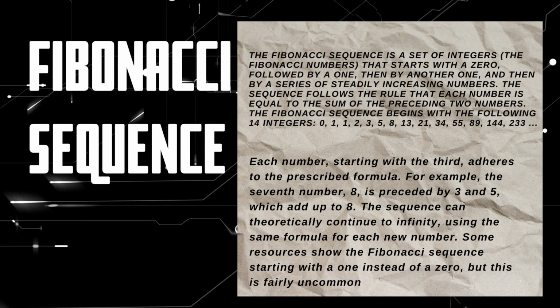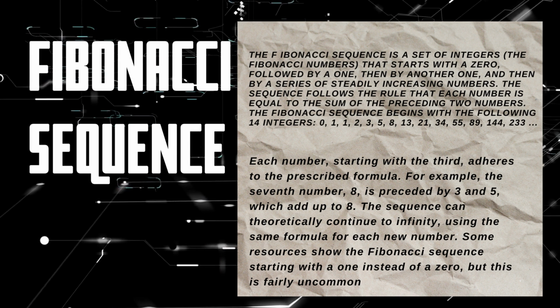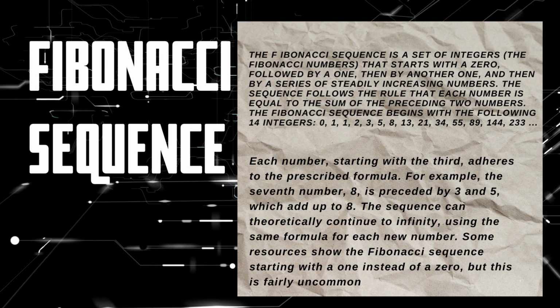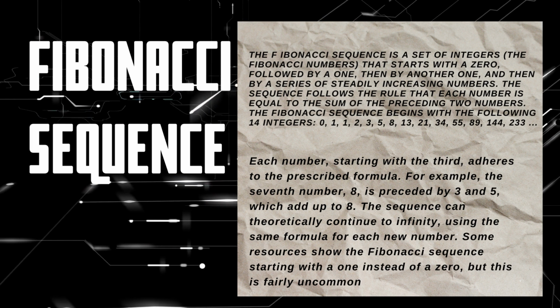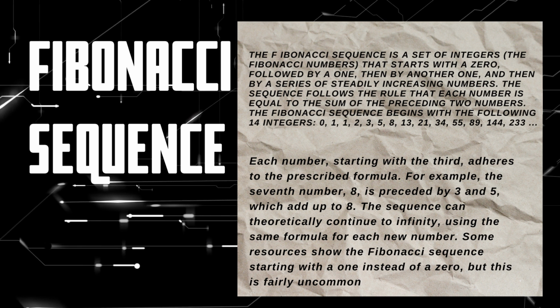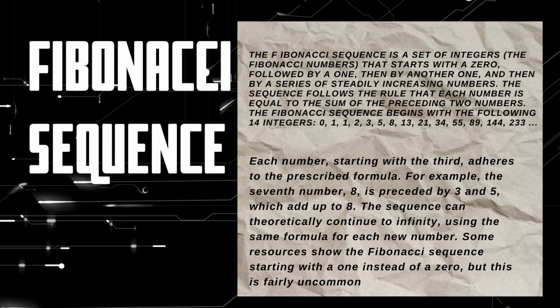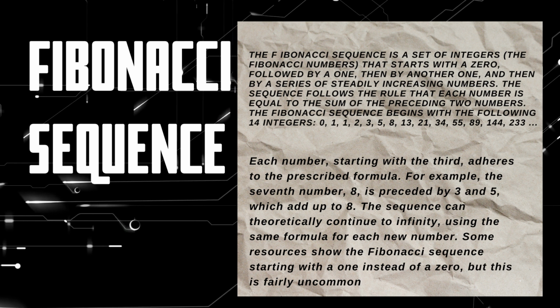The Fibonacci sequence begins with the following 14 integers: 0, 1, 1, 2, 3, 5, 8, 13, 21, 34, 55, 89, 144, 233. Each number, starting with the third, adheres to the prescribed formula. For example, the seventh number, 8, is preceded by 3 and 5, which add up to 8.